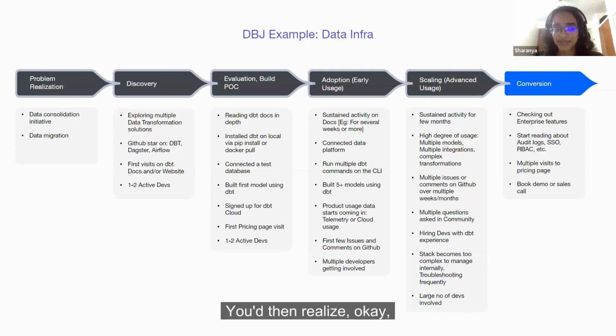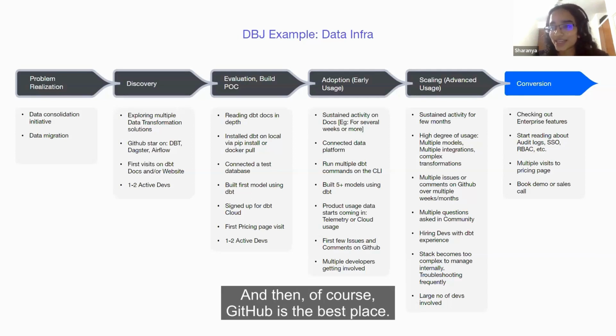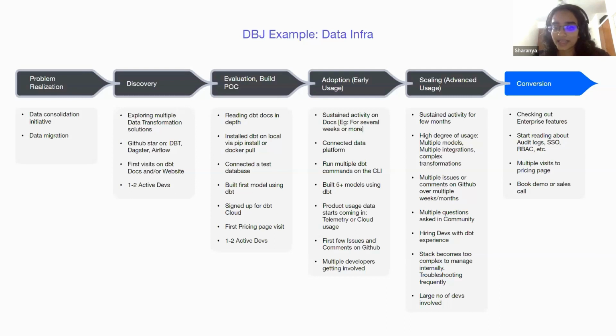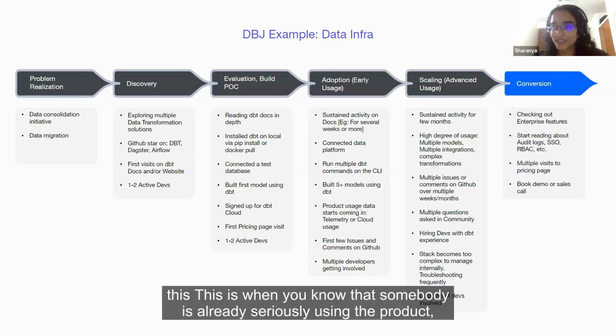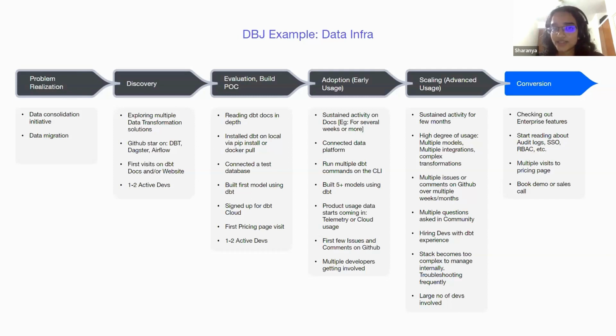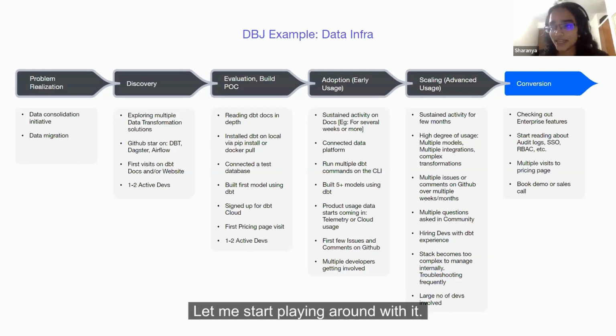You then realize, okay, this is something I want to do, but I'm not able to do right now. And then, of course, GitHub is the best place. People would start raising bug requests or feature requests. So this is when you know that somebody is already seriously using the product. And you'll also start seeing multiple people get involved. So essentially, people are trying to see, okay, this is a good solution. It fits my use case. Let me start playing around with it.